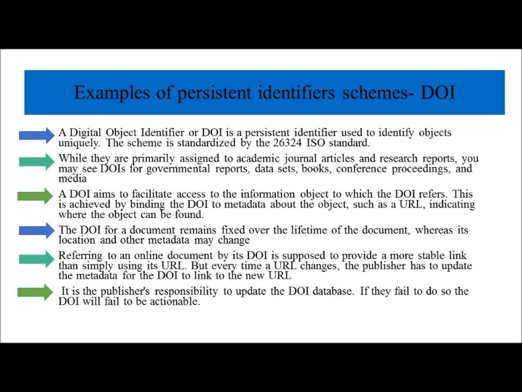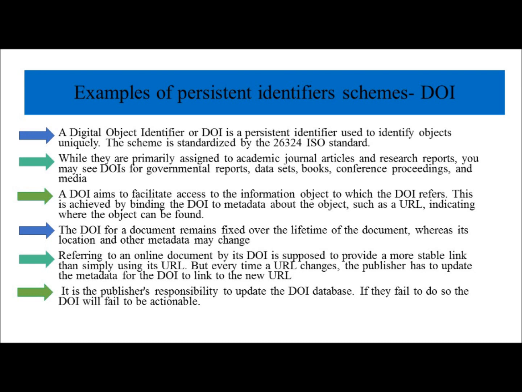The first example of a persistent identifier service that I'm going to discuss is a digital object identifier, or DOI. A DOI, like all PIDs, is used to identify digital objects uniquely. While they are primarily used and most recognisable in academic journal articles, they also feature in other places. The aim of a DOI is to facilitate access to the information object to which the DOI refers. This is achieved by binding the DOI to the metadata about the object, such as a URL, and this serves as an indication about where the object can be found.